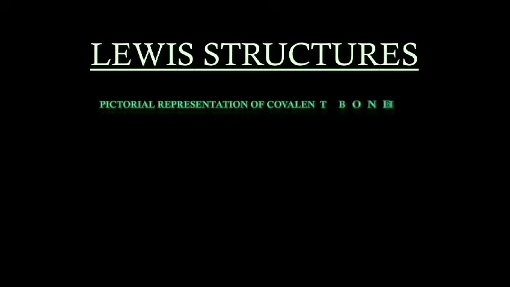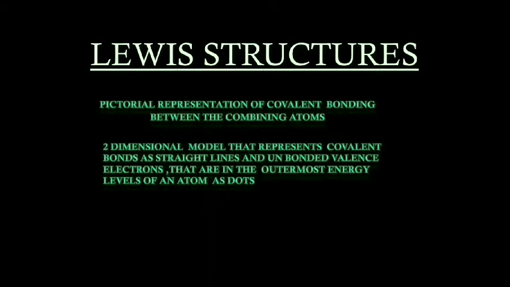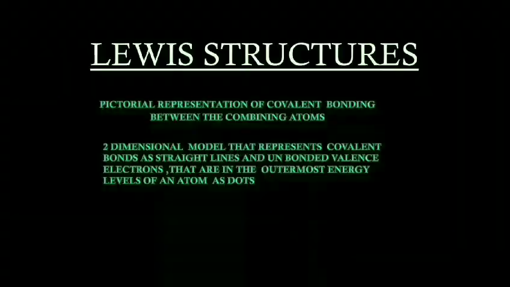Lewis structures. A Lewis structure is a pictorial representation of covalent bonding between the combining atoms. It can otherwise be defined as the two-dimensional model that represents covalent bonds as straight lines and unbonded valence electrons that are in the outermost energy levels of an atom as dots. A Lewis structure can be easily drawn by following a very few simple steps.